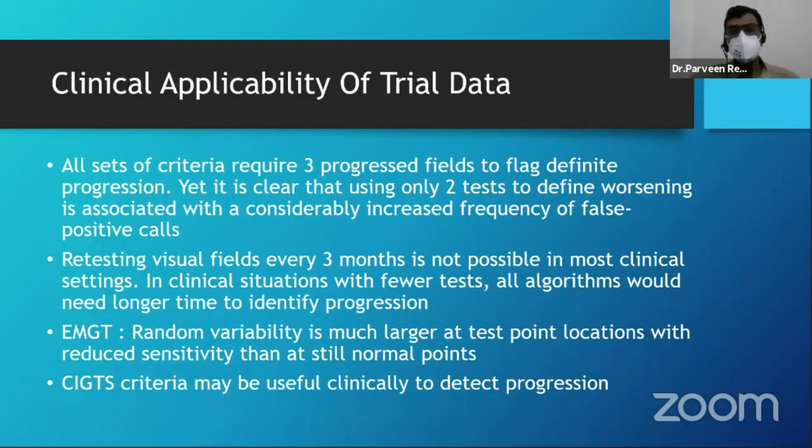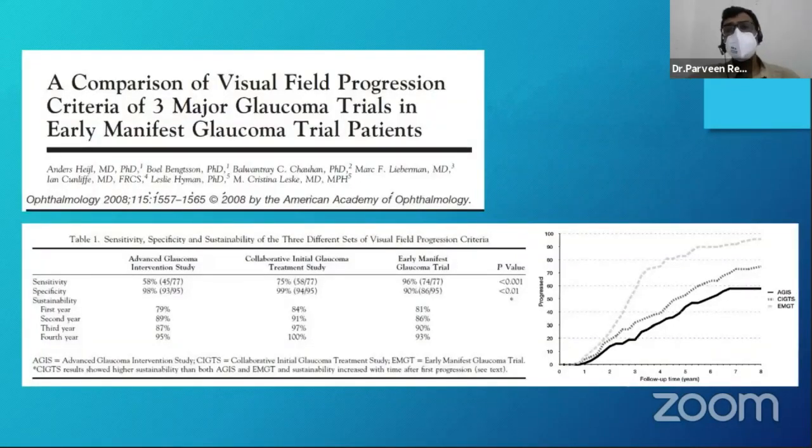Except for the one trial criteria which we are using, the EMGT, which is in the glaucoma probability analysis, the rest of these have not been used clinically. If we see how the different trial criteria agree with each other, we find there is not very good agreement between the different criteria used by the different trials for detecting progression.